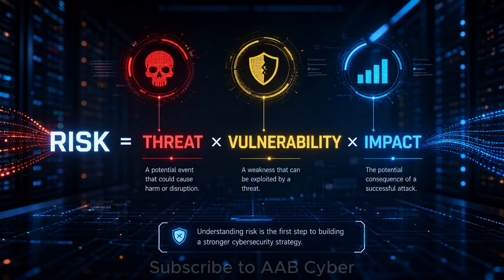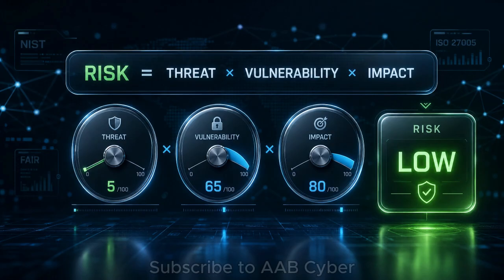Here's the formula security teams actually use: risk equals threat times vulnerability times impact. Some frameworks write this as risk equals likelihood times impact, same underlying idea. Read that as multiplication, not addition, because pushing any one factor toward 0 brings risk down with it.